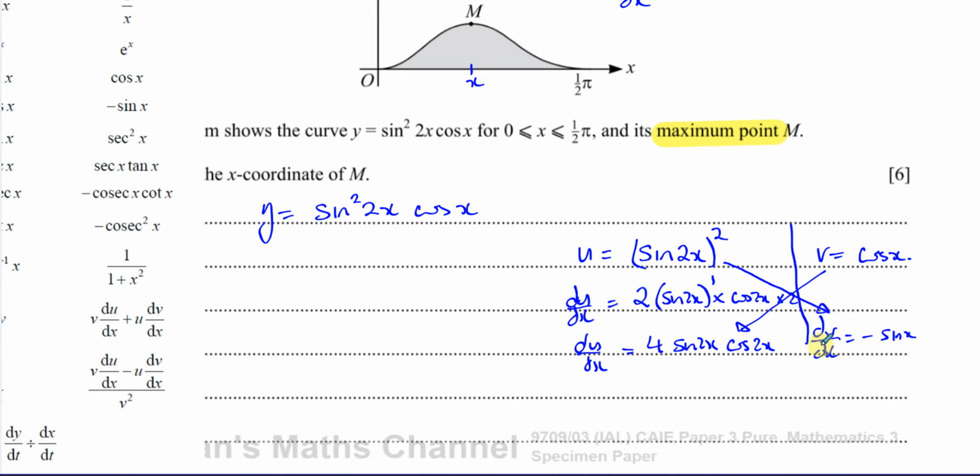So we're going to have cosine x times all of this. So you end up with dy/dx equals 2 times 4 times sine 2x times cosine 2x times cosine of x, plus, and we're going to have u times dv/dx, which is sine squared of 2x times minus sine x. Okay, so we have here what dy/dx is equal to.